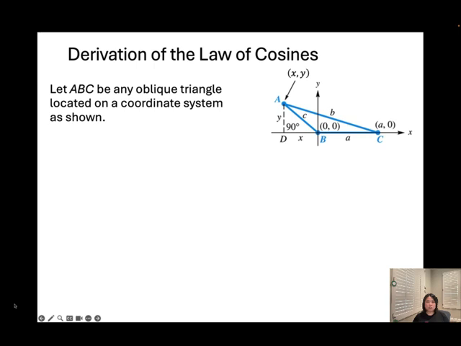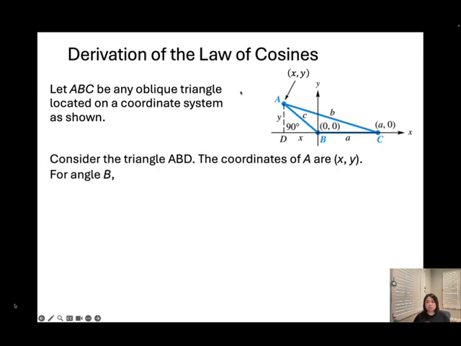Derivation of the law of cosines. Let ABC be any oblique triangle located on a coordinate system as shown. Consider the triangle ABD. The coordinates of A are (x, y). Okay, we'll try to find these coordinates.